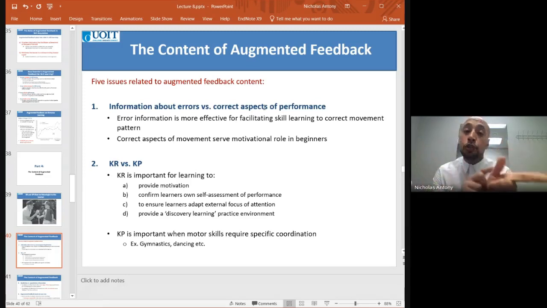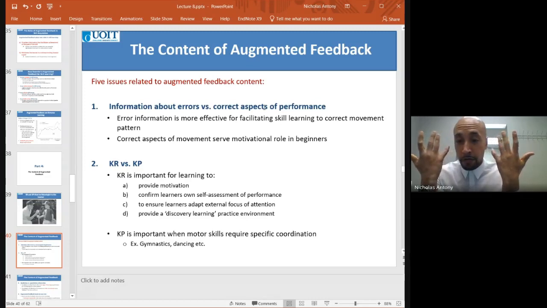So no right or wrong answer. However, what research has shown is that giving the correct aspect, like Apollo is saying, is better for beginners to motivate them. And then once they're pretty good, you can start giving them the errors to help them understand, because they have a better cognitive representation of what the skill is in their head. Does that make sense? Cool. So then Nadine, you're up next.